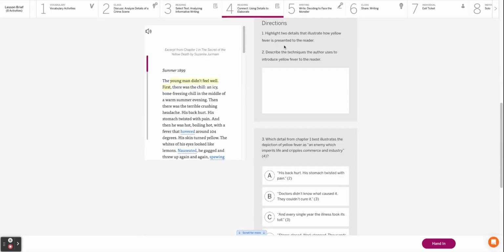All right, so on your own, you've highlighted 2 details that illustrate how yellow fever is presented to you. Describe the techniques that the author uses to introduce yellow fever to the reader. So that's you just summarizing what techniques the author is using from those 5 that you looked at in the last activity.